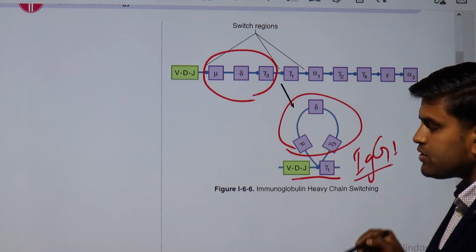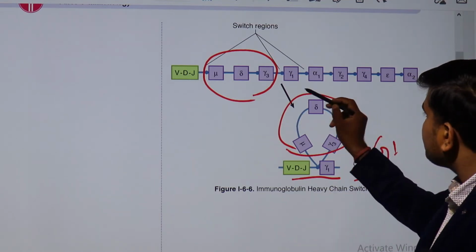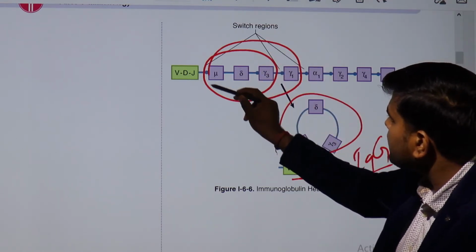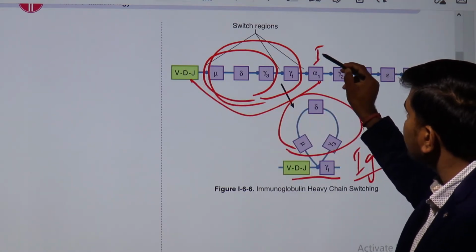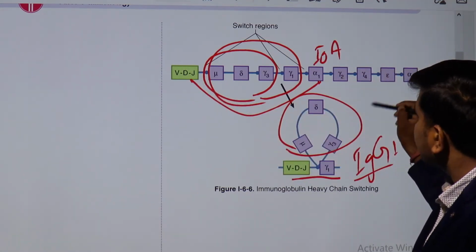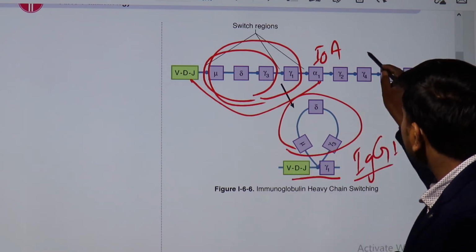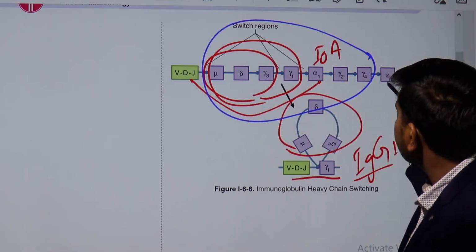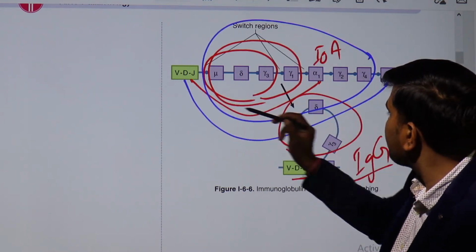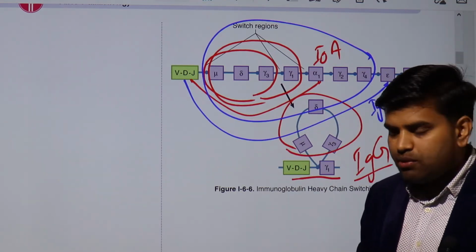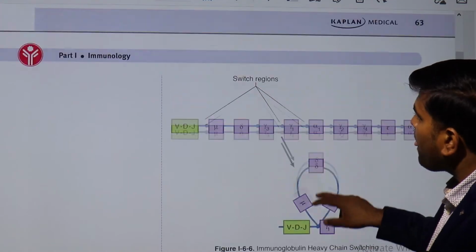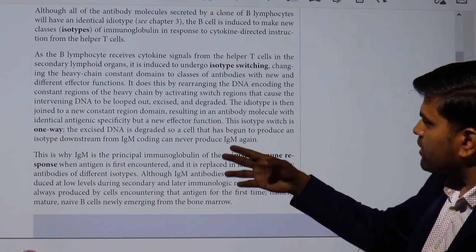So this is how immunoglobulin G will be formed. If it is looped out from here, then immunoglobulin A will come directly over here and will form. If this all is looped out and excised, then immunoglobulin E will come over here and will form. So in this way isotype switching occurs. Hope you have understood this isotype switching as well.